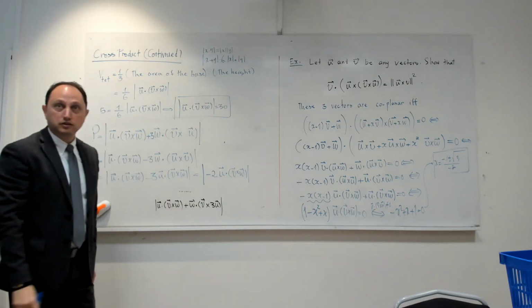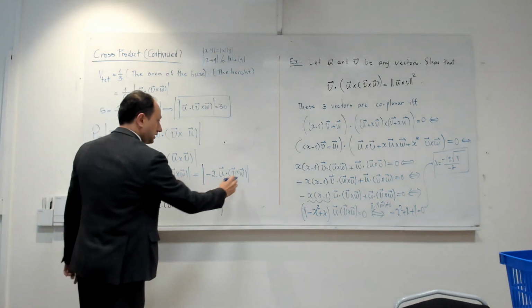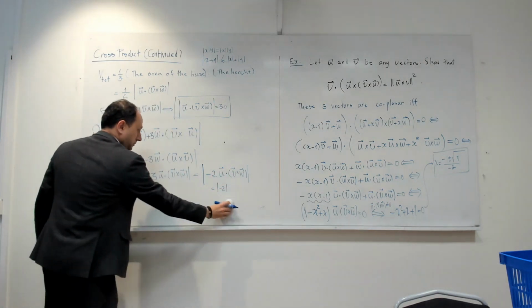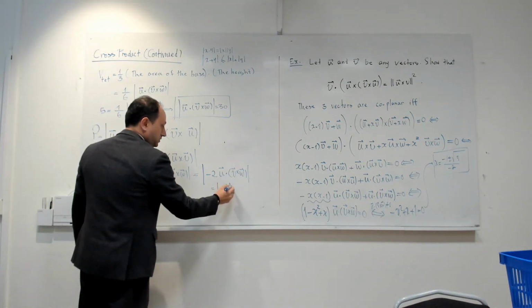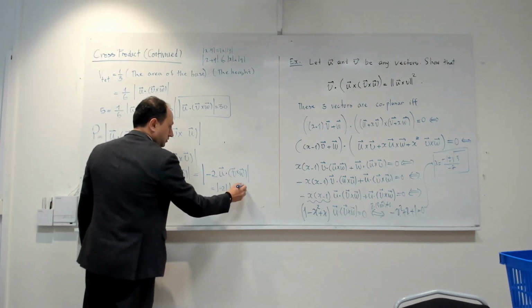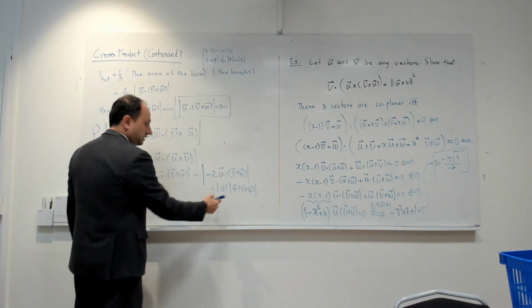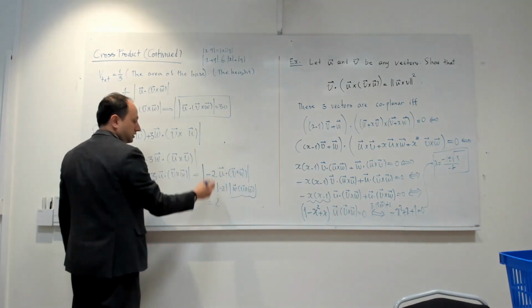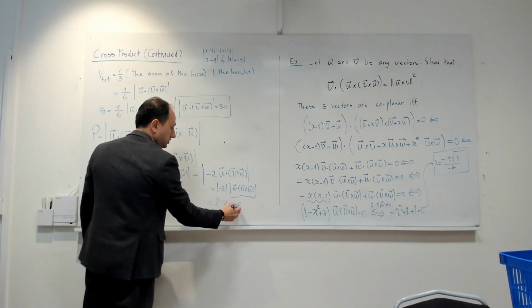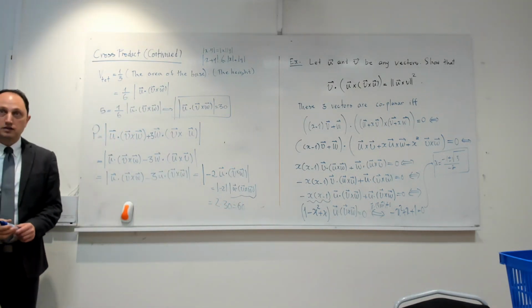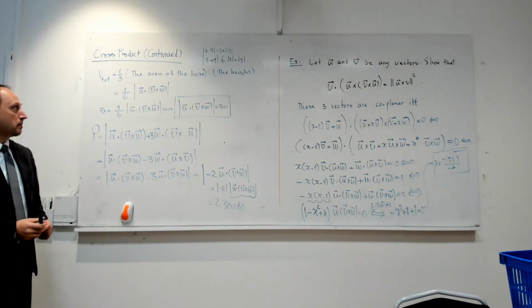Yes, that is correct. So what can I write? I can write this becomes the absolute value of minus 2, multiplied by the absolute value of U dot V cross W. But the absolute value is 2. This absolute value I got 30. So the answer is just simply 60. Yes? Is that understandable? Okay.